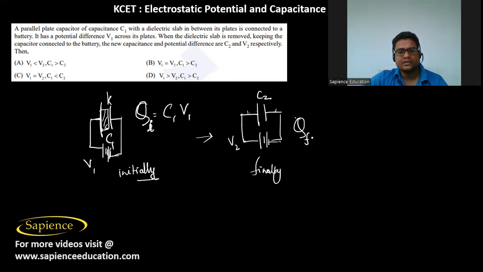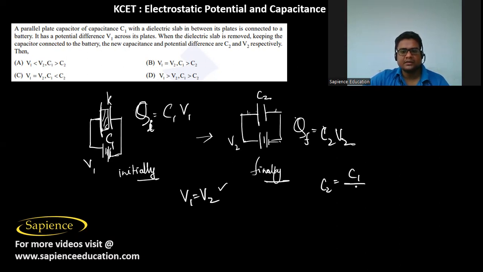So it means the final charge on this capacitor will be C2 into V2. Okay, so now since the battery is kept connected, V1 will be equal to V2 only. And since the dielectric is removed, here C2 will obviously be equal to C1 by K.